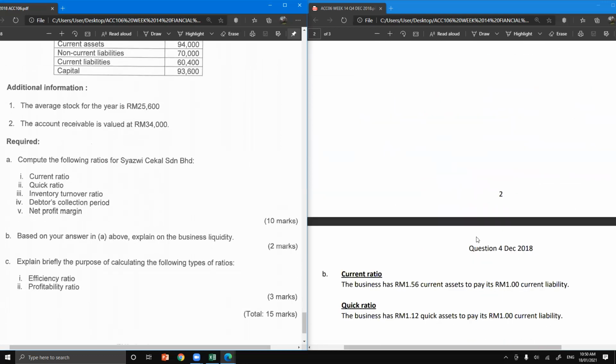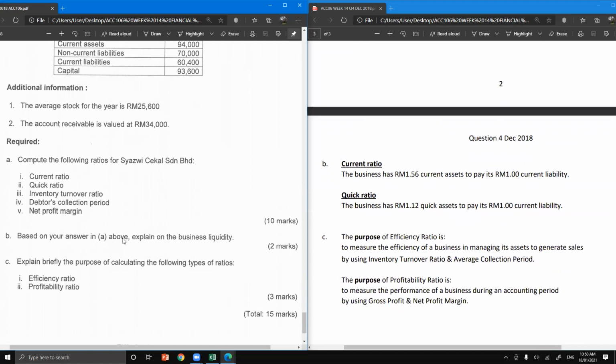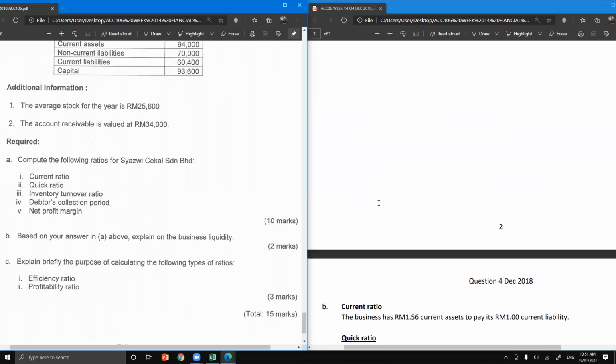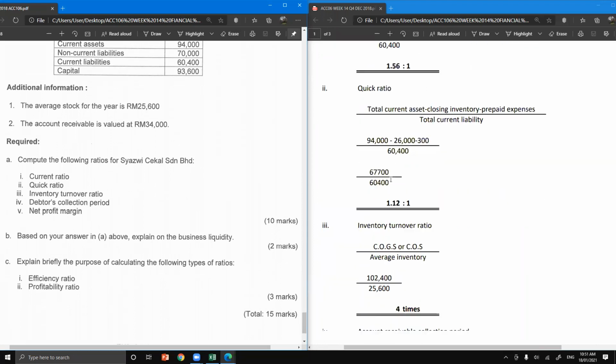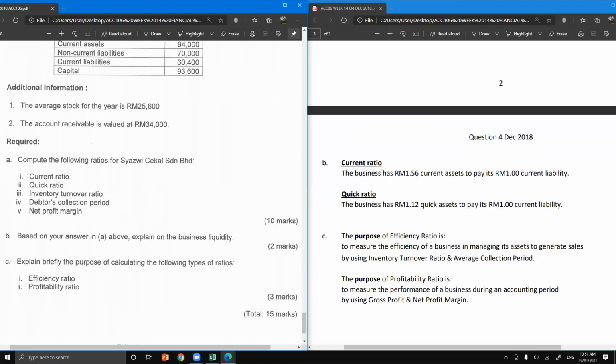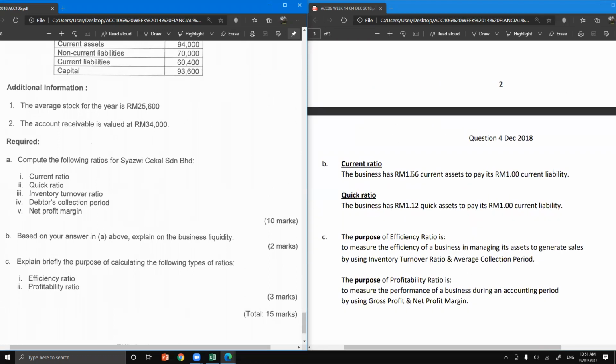And for the next question B, based on your answer above, explain the business liquidity. For liquidity ratio, it consists of current ratio and quick ratio. Therefore, you need to interpret both current ratio and quick ratio. For the current ratio, let's look again at your answer above. Current ratio is equal to 1.56. What does it mean? It means that the business has 1 ringgit and 56 cents of current asset to pay its 1 ringgit of current liability.